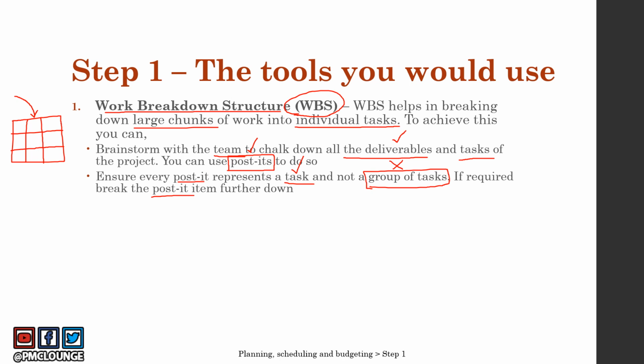If you realize that a certain post-it actually is referring to a group of tasks and not just one task, then you can break that post-it item further down. Finally, what you need to do is arrange these tasks in groups of major areas of activity. So you need to find which of these are familiar tasks, and then you can arrange them in groups of major activities.